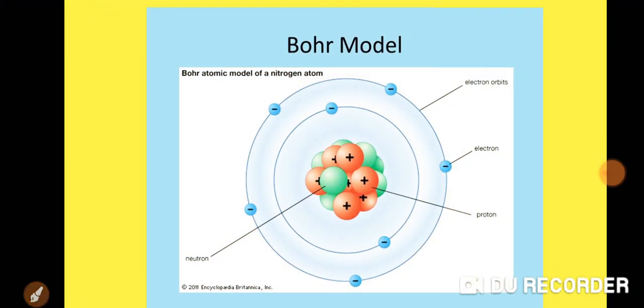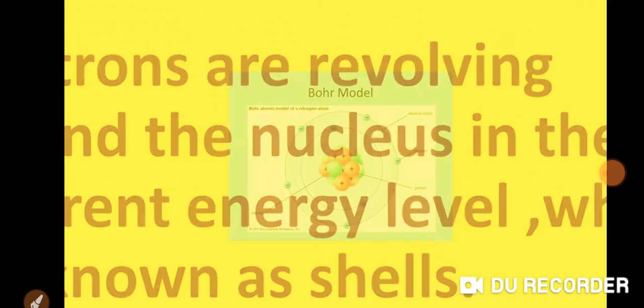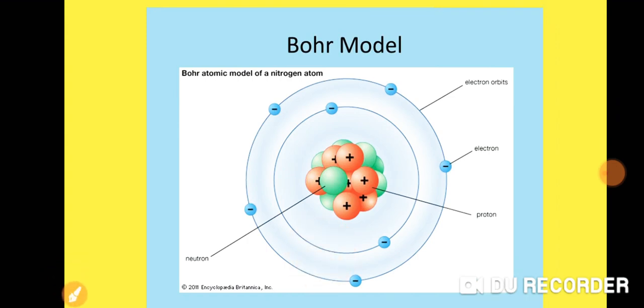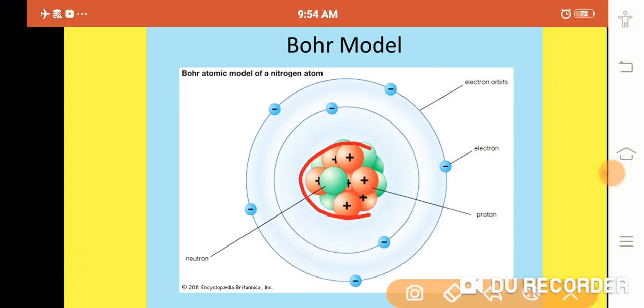So the same thing I have given here also. Bohr's atomic model of the nitrogen atom. One example I have taken is the nitrogen atom. This is the nucleus which contains the positively charged protons and the neutrons, which are neutral. See this positive charge proton and neutron, which is the neutrals, and electrons of the nitrogen atom.